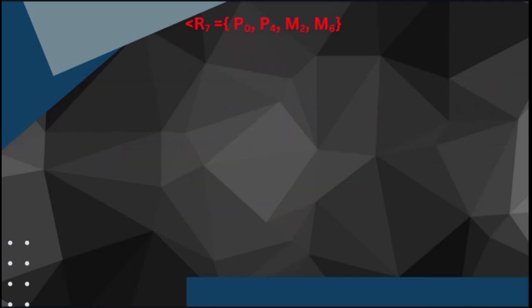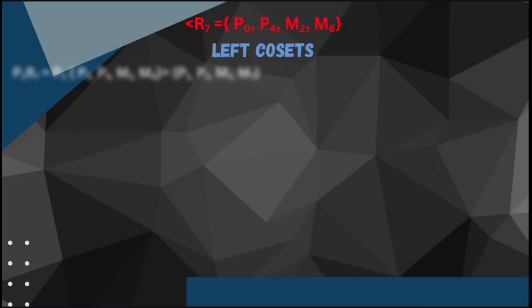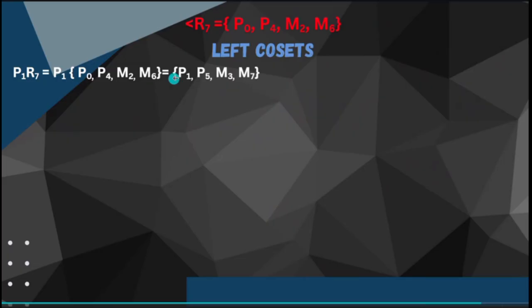Next subgroup, we have R sub 7, whose elements are rho sub 0, rho sub 4, mu sub 2, and mu sub 6. For left cosets, we have rho sub 1 multiplied by R sub 7. We got rho sub 1, rho sub 5, mu sub 3, and mu sub 7.